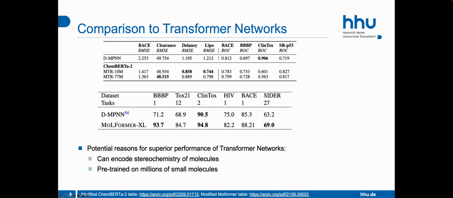Potential reasons for why the transformer network performed better than the DMPNN might be that the transformer network can encode the stereochemistry of a molecule in contrast to the DMPNN model, and that, on the other hand, the transformer networks were pre-trained on large data sets. While we could pre-train the DMPNN in a similar way, this wasn't done for these comparisons.